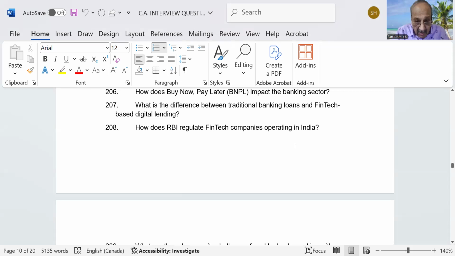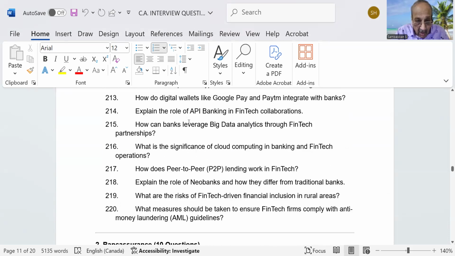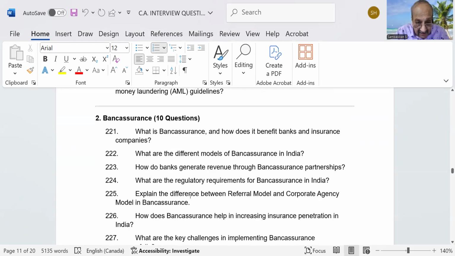How does RBI regulate fintech companies operating in India? Then explain the role of API banking and fintech collaborations. Then what measures should be taken to ensure fintech firms comply with anti-money laundering guidelines?